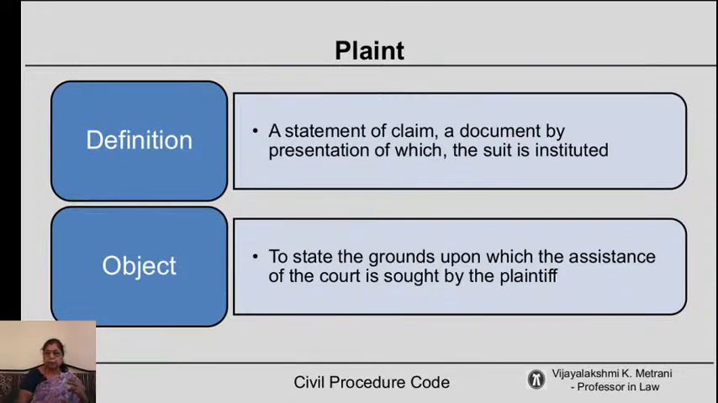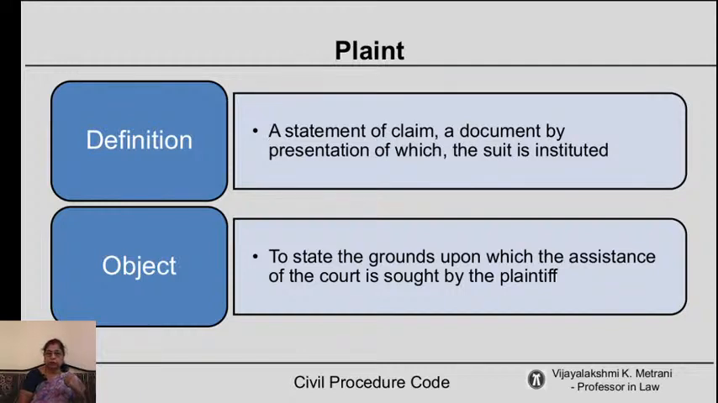Okay, just like by filing the complaint in the criminal proceeding, we just institute the criminal proceeding and we start the law in motion. So in the same way here also, the plaint is a document which we present and we institute the suit.